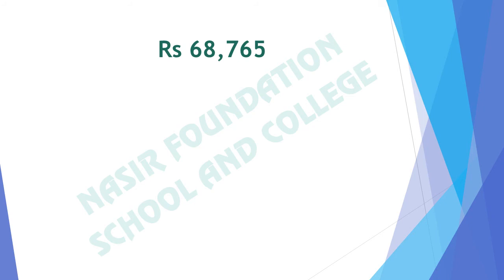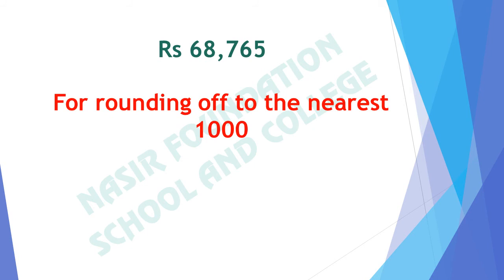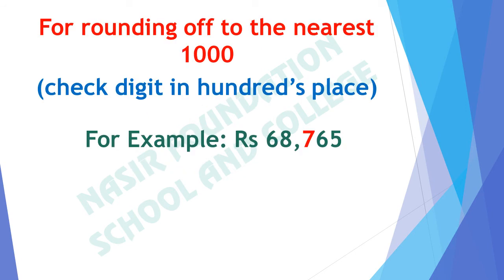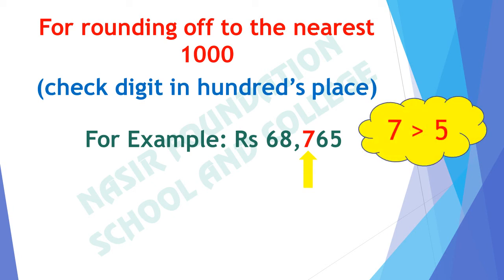Rupees 68,765. We have to round off 68,765 to the nearest thousand. What is the rule if we want to round off to the nearest thousand? We consider the digit in hundreds place. The digit in hundreds place is 7. Now we will compare it with 5. And 7 is greater than 5.